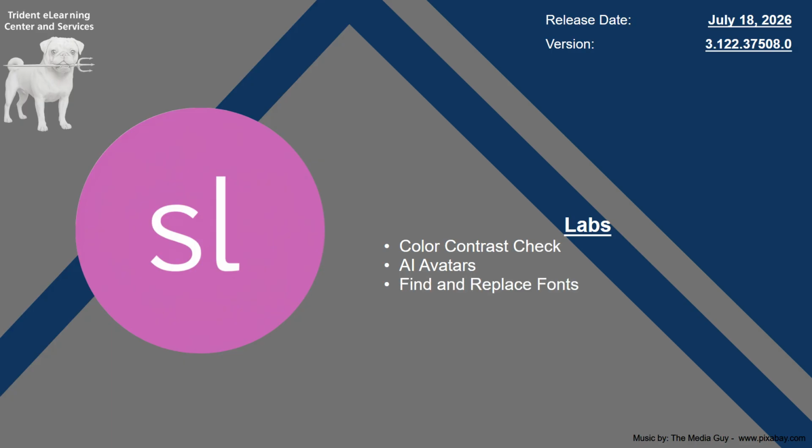The third is find and replace fonts. If you've ever spent 45 minutes hunting down every instance of a specific font across a large project and swapping them out one by one, you'll understand immediately why this one is exciting. This feature lets you find all instances of a font across your entire project and replace them all at once, or individually if you need that level of control.